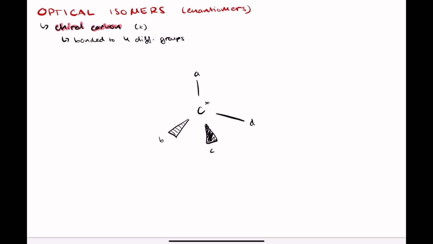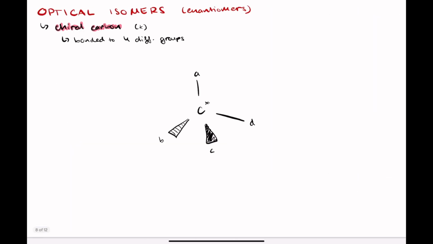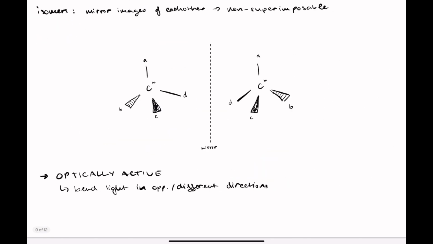So this is what it looks like here. We have, for example, group A going up, group B going back, group C going front, and group D on the same plane as A. Now, the isomers arise if we take mirror images of, for example, this one molecule that has a chiral carbon. Because once they're mirrored, these two are non-superimposable.